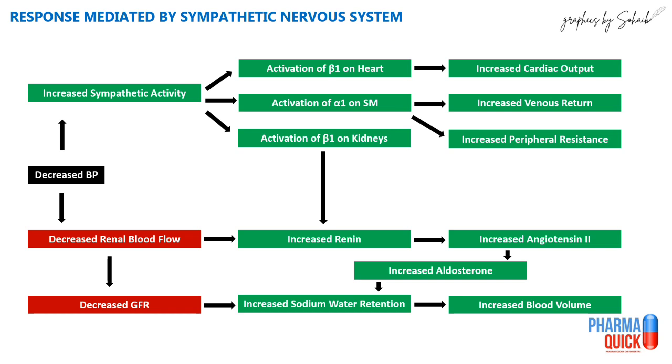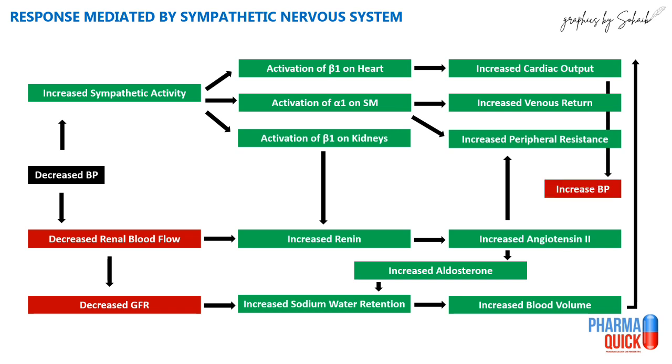Activation of beta-1 receptors on kidneys causes increased renin production, and you also know that increased renin production leads to the effects that we have discussed. The angiotensin level increases, the aldosterone level increases, and that also leads to increased blood volume. The increased blood volume causes increased cardiac output, and angiotensin II increases peripheral resistance as well. So the increased cardiac output eventually leads to increased blood pressure. The increased venous return causes increased blood pressure, and increased peripheral resistance also causes an increase in blood pressure.